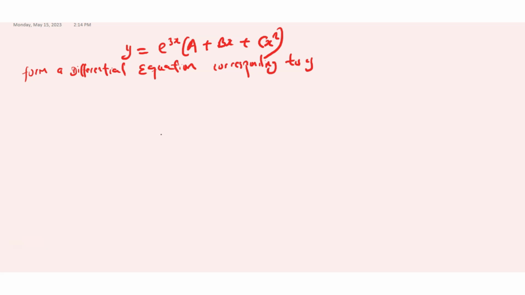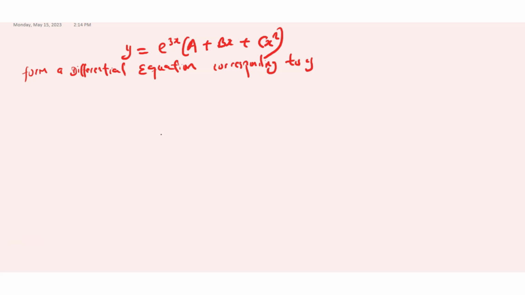In this video we're going to form a differential equation corresponding to the equation y equals e^(3x)(a + bx + cx^2). And the way you mostly form a differential equation is that you differentiate.